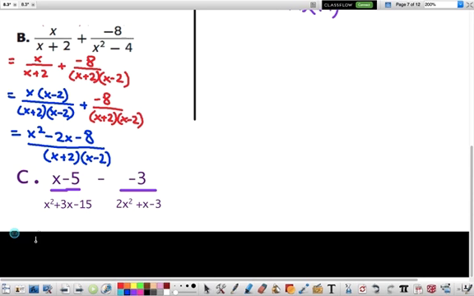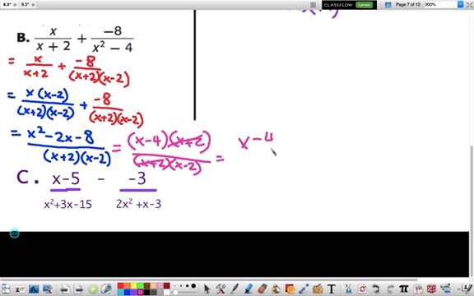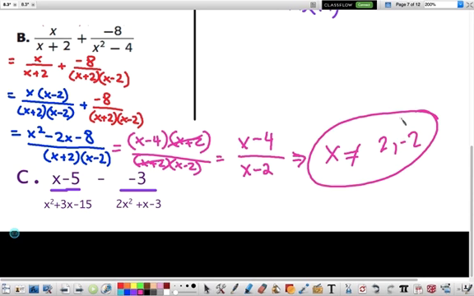And let's finish up. This factors into x minus 4 times x plus 2, which cancels with the x plus 2 down here. Cancel, cancel. So you get x minus 4 over x minus 2. And somebody tell me what x values I can't have? 2 and negative 2. Yep.